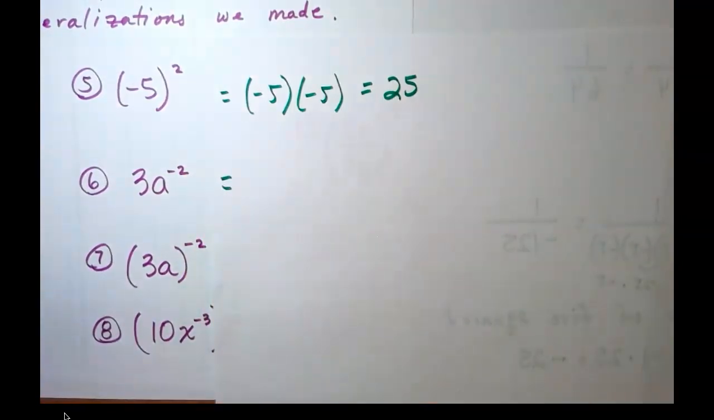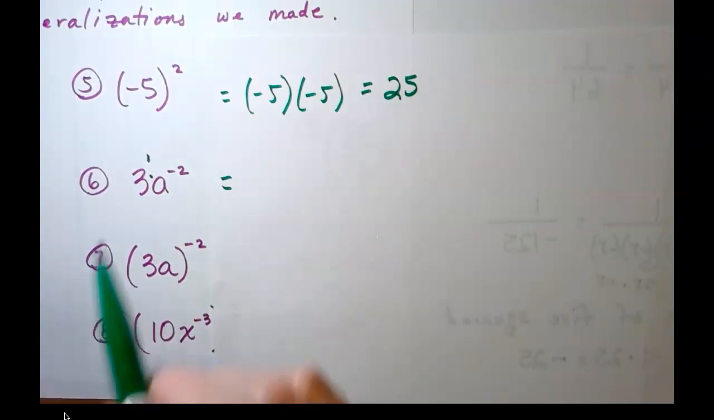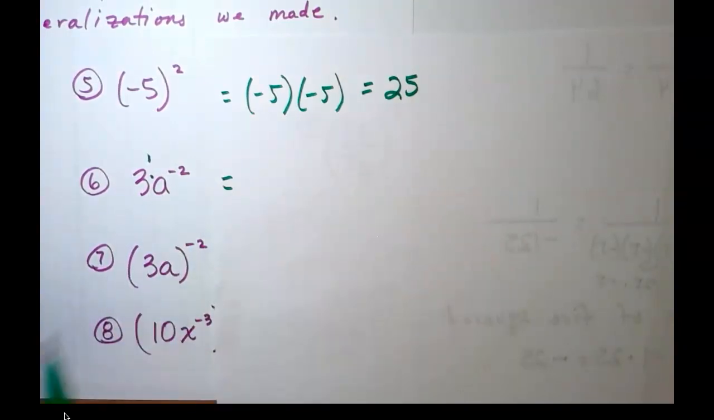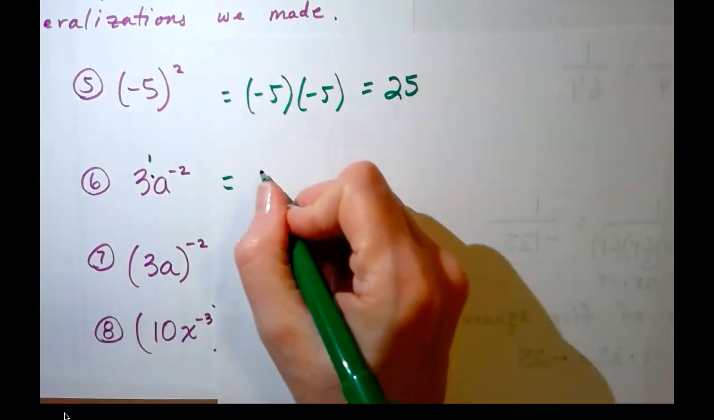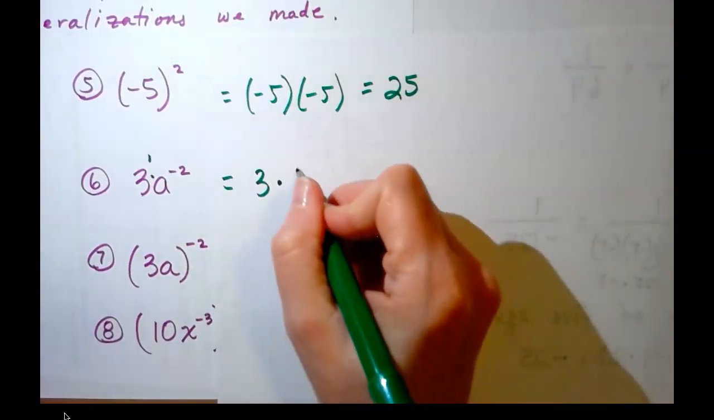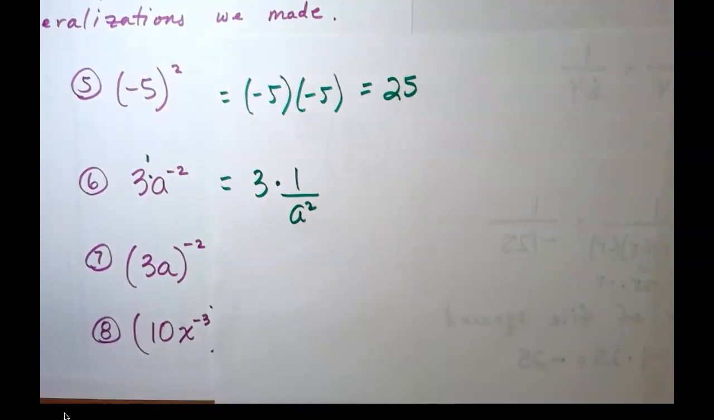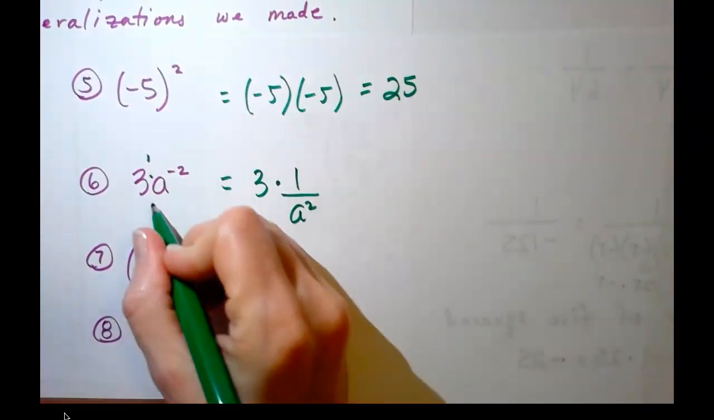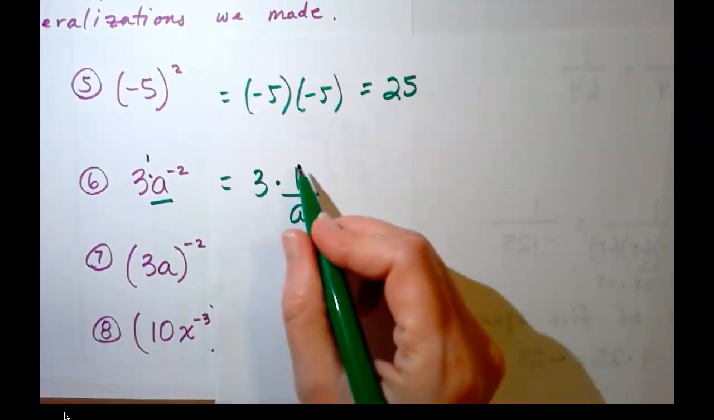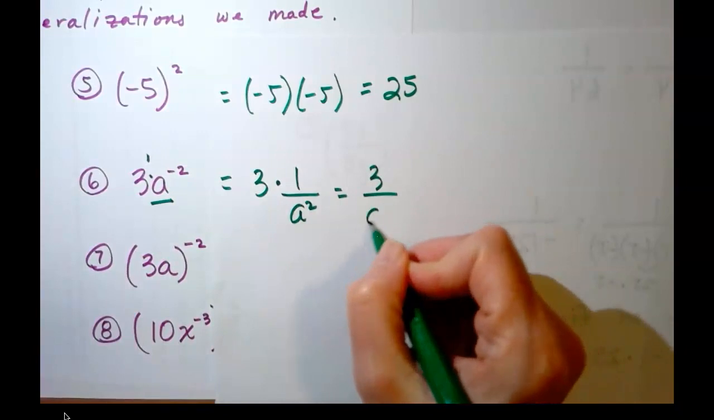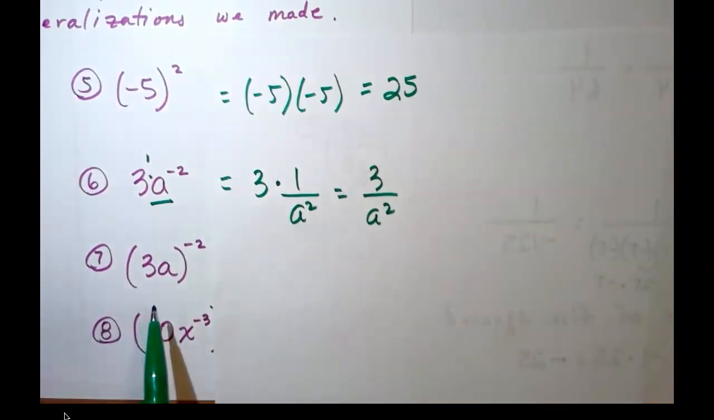Number 6. Number 6 is 3 times a to the negative 2. And in number 6, 3 is to the first power, and only the first power. Only the a is under the power of the negative 2. And if negative exponents make reciprocals, what we really have here is 3 times 1 over a squared. Negative exponents make reciprocals. And once again, that exponent is only on the base of a. So 3 times 1 over a squared is 3 over a squared. We'll compare that to number 7.